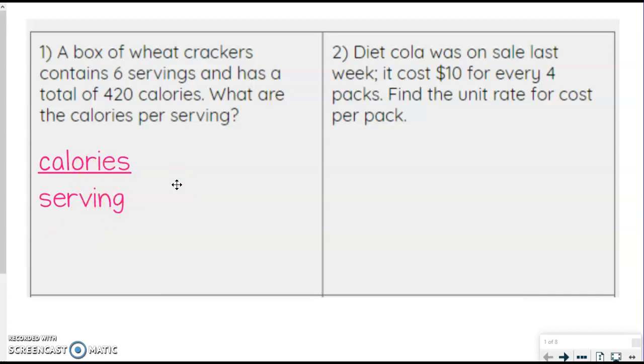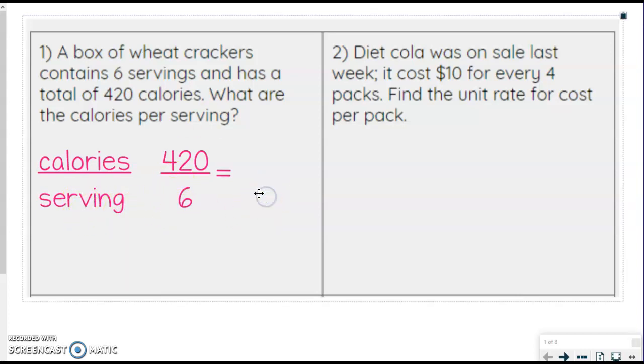So then we set up what we know from the problem. We know that there are 420 calories for 6 servings, so we're going to set that up first. So we got calories 420, servings 6. Now we need to figure out, what are those calories per serving? This is where the unit rate comes into play. Remember, a unit rate that we learned in 1A is when the second quantity, in this case servings, is scaled down to 1. So we want to go from our 6 servings down to 1 and see how many calories is just one serving going to be.